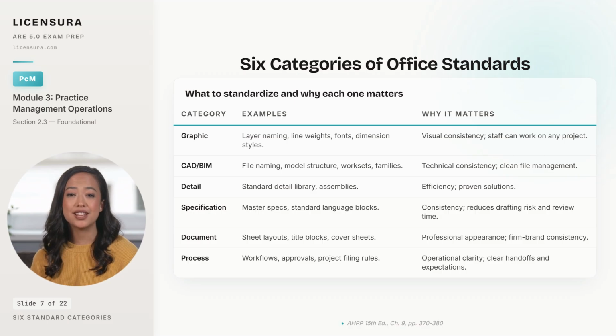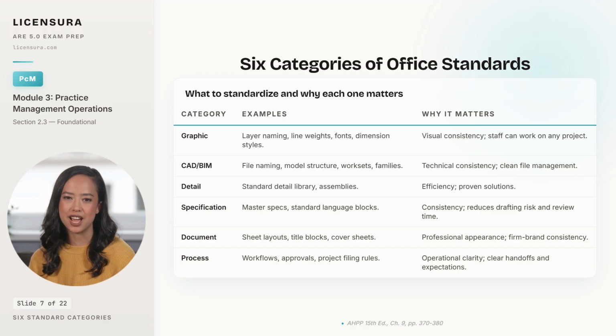Detail standards are the standard detail library and typical assembly drawings, proven solutions that prevent every architect from redrawing a flashing detail from scratch on every project. Specification standards are master specs and standard language blocks that reduce drafting risk and shrink review time. Document standards are sheet layouts, title blocks, and cover sheets, the firm's professional appearance to clients and bidders. And process standards are the workflows, approval gates, and filing rules that govern how the firm runs day to day. Underinvest in any of these, and the gap shows up in throughput and quality on every project the firm touches.